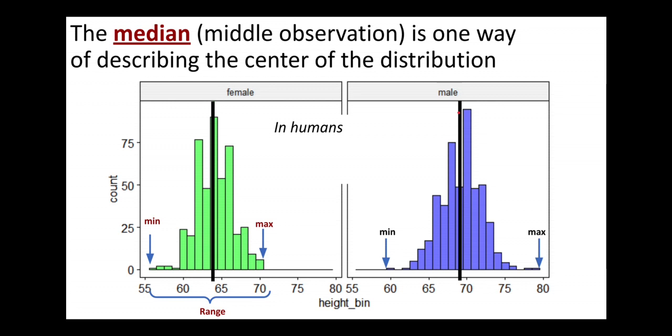So in humans, we can look and say that in XX females, the median is about 64 inches. In XY males, it's about 69 inches. And we can make conclusions from that about the relative height difference between them. So XX females, in this data set, have lower height than XY males.